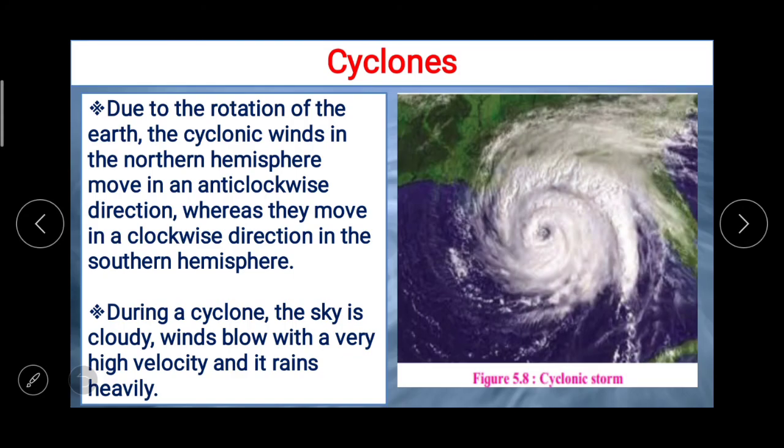Next thing, due to the rotation of the earth, the cyclonic winds in the northern hemisphere move in an anti-clockwise direction, not in clockwise, whereas they move in a clockwise direction in the southern hemisphere. So in the northern hemisphere it's in anti-clockwise direction, and in the southern hemisphere it's in a clockwise direction.